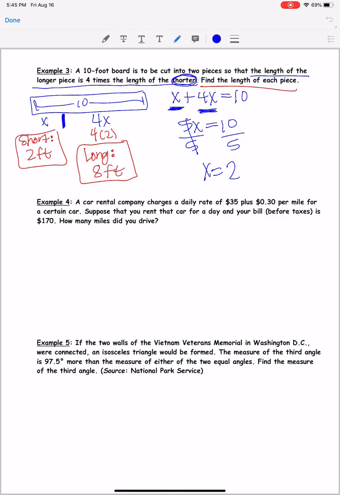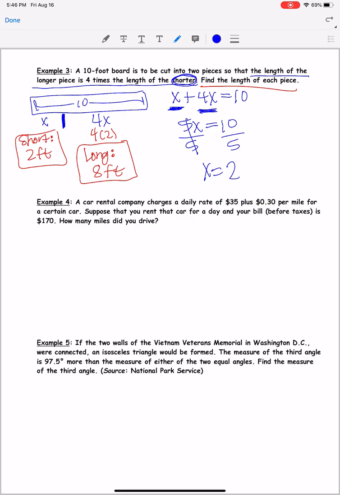Example 4, a car rental company charges a daily rate of $35 plus 0.3 per mile for a certain car. Suppose that you rent that car for a day and your bill before taxes is $170. How many miles do you drive? So in this problem here, you are going to pay a one-time rate of $35 just to rent that car. But then what's going to change is that you're going to be charged 30 cents for every mile.